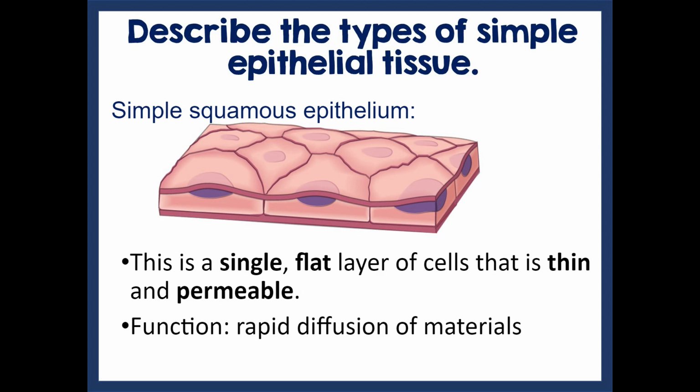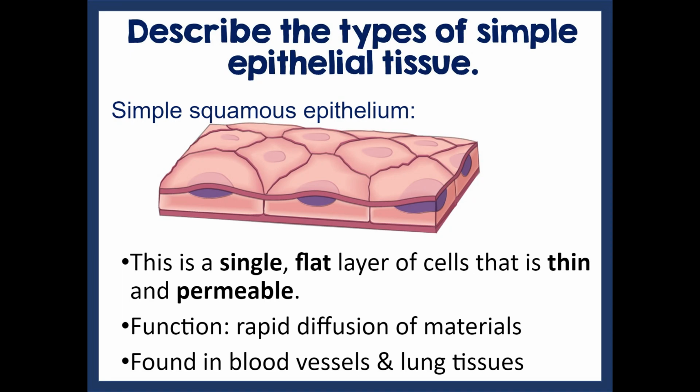And the function is going to be rapid diffusion of materials. And just think about this. If this layer is very thin, because the structure is so flat, it makes it very thin. It's very easy for molecules to diffuse or just cross through this layer if it's very thin. And that's what allows that diffusion, that crossing, to happen so rapidly. If the cells were thick, then that diffusion process would take longer. Okay, so the structure actually helps the function in this case.